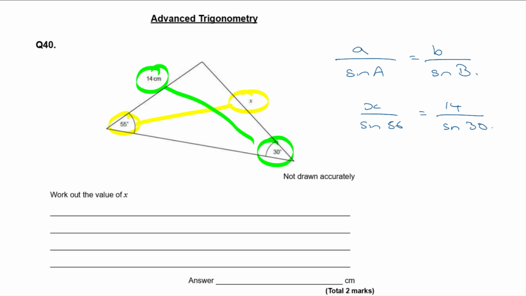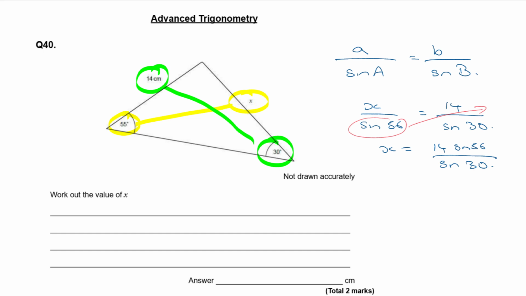Okay, so rearranging for x equals 14 sine 56. This just moves up here, doesn't it? Change sides, change signs. I'm going to bundle that one over the top right, and then everything else stays where it is. So I get x equals 14 sine 56 divided by sine 30. Tap that into the calculator: 14 sine 56 divided by, just take care of brackets when you've got more than one, sine 30. Well, sine 30 is a half, I know that already. That comes out to be 23.2.